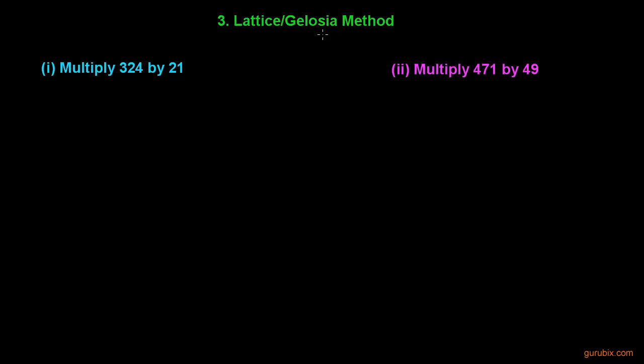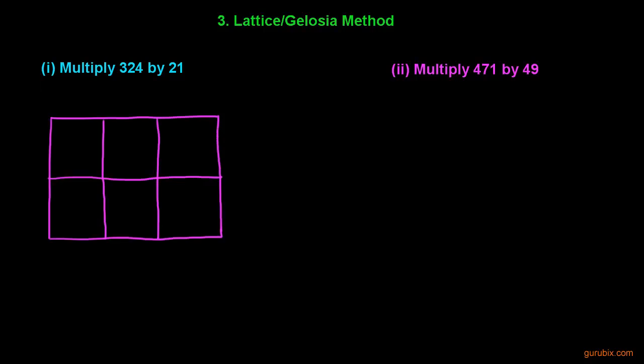Let us move to the third method, and that is lattice method, or we can say Gelosia method. So let us see how to multiply using this method. And we shall use the same examples, and in example 1 we have to multiply 324 by 21. Therefore we shall draw a grid like this, and now we shall write this 324 like this and 21 here, and we shall draw the diagonals like this. Actually this method is also called diagonal method.